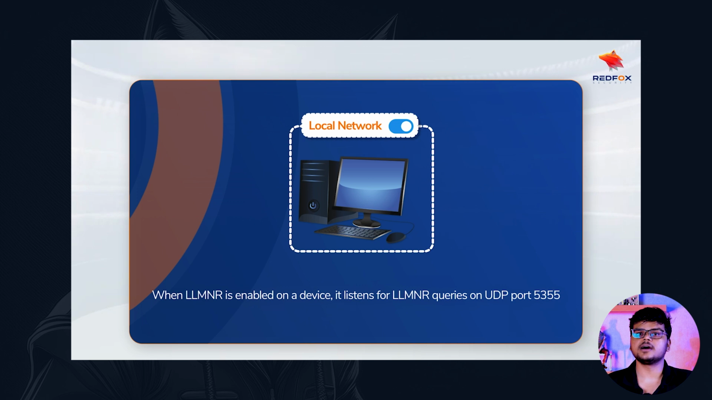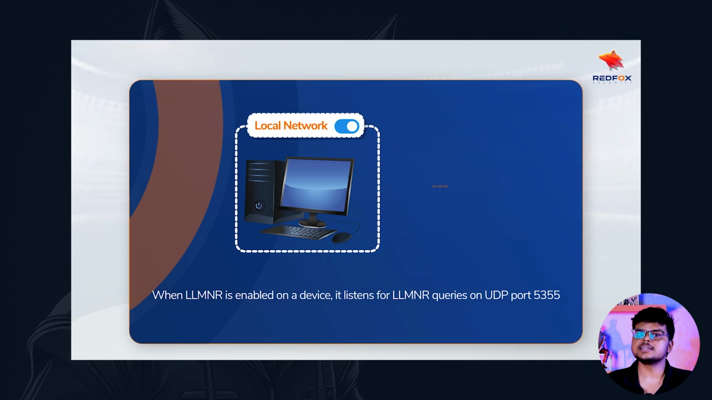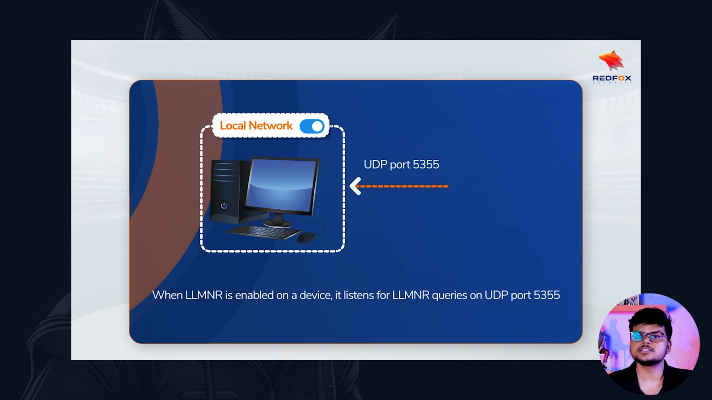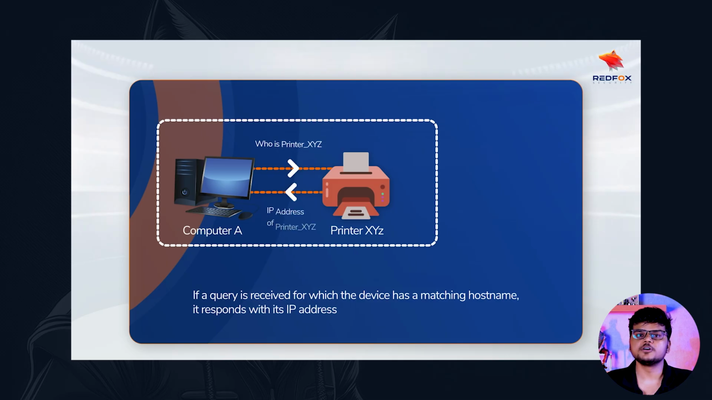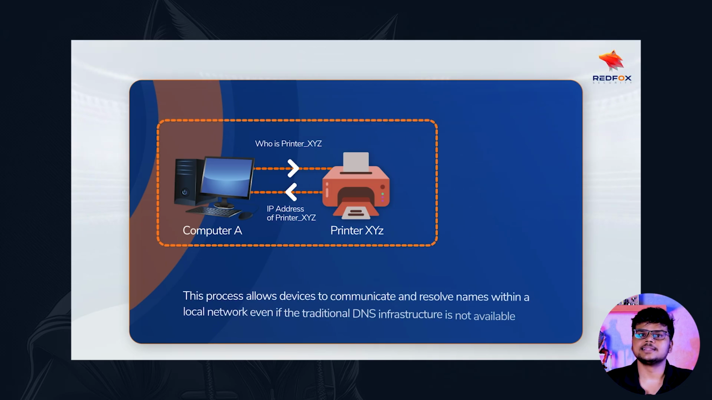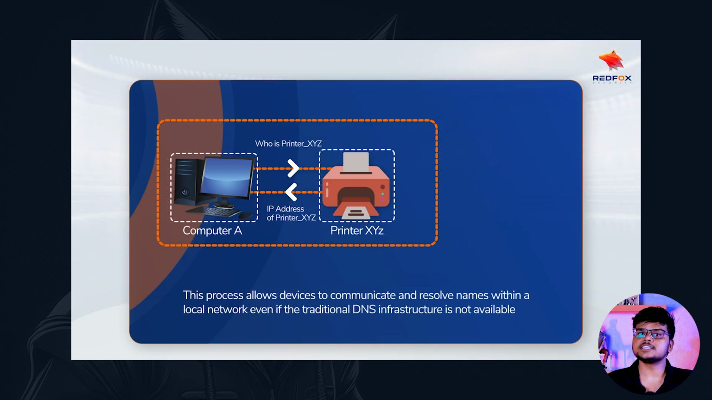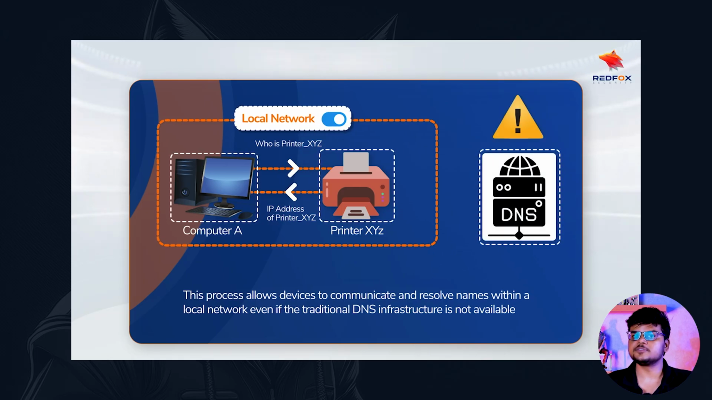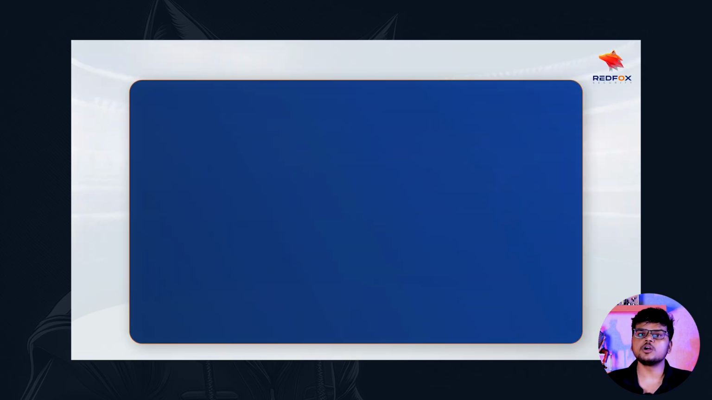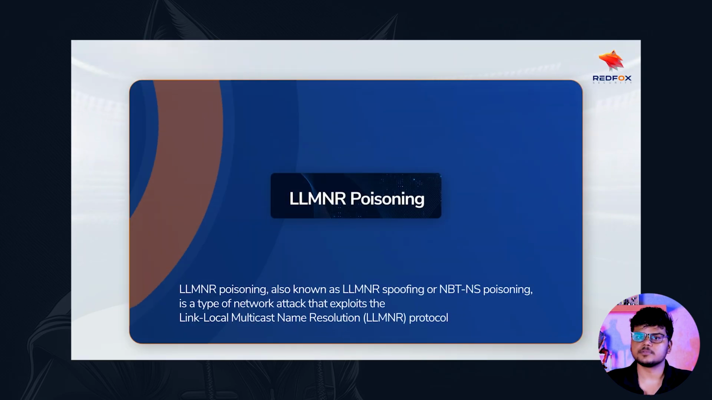When LLMNR is enabled on a device, it listens for LLMNR queries on UDP port 5355. If a query is received for which the device has a matching host name, it responds with its IP address. This process allows devices to communicate and resolve names within a local network even if the traditional DNS infrastructure is not available. Moving on to LLMNR poisoning.